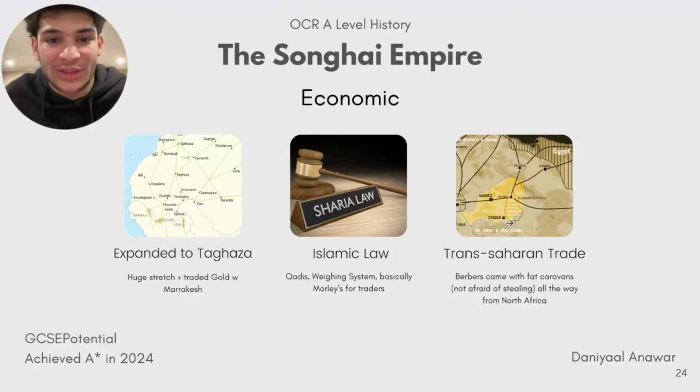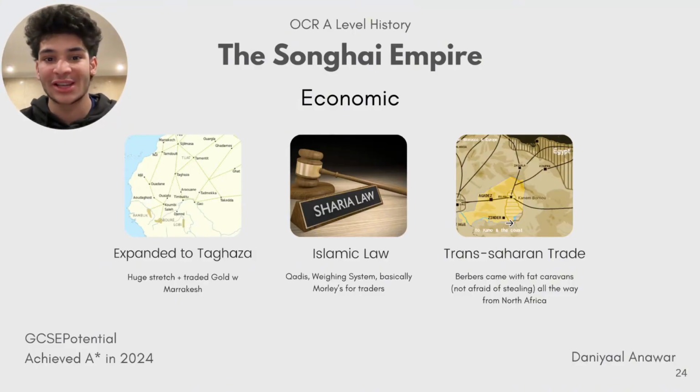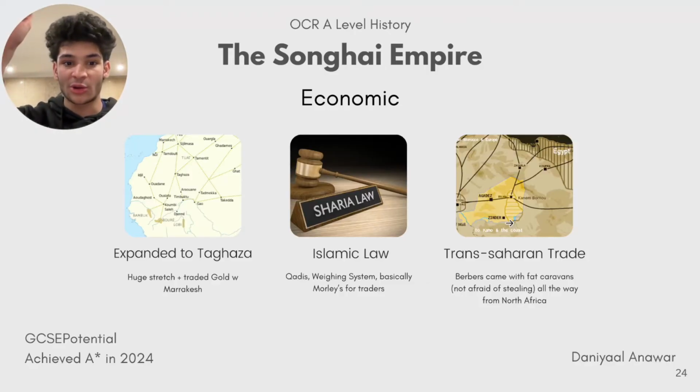Cool, economic. So the economy of the Songhai Empire. Firstly, expanded to Tarkaza. The fact that it was so far north that it expanded all the way to Tarkaza is very, very impressive. And it sort of goes to show the huge stretch of the empire's economic capabilities. So basically it just had a large impact on the economy of Africa. It's a very large economy, which is very important. The other point that was made is that they traded gold with Marrakesh. Because Tarkaza is very, very far north, they were able to have access to North African countries such as Morocco. So Marrakesh is obviously within Morocco. So the fact that it was such a large empire meant that they were able to trade with a lot of different partners.